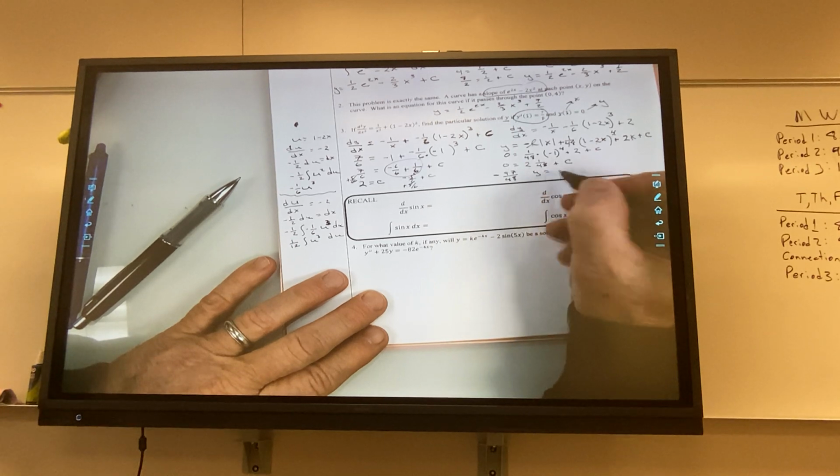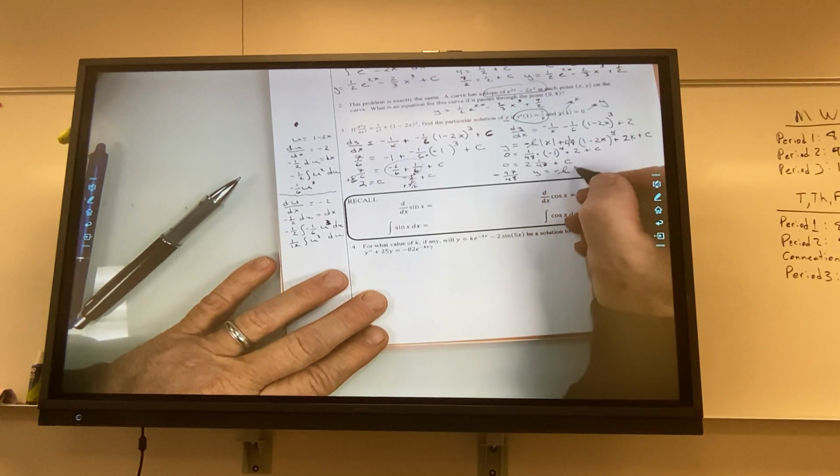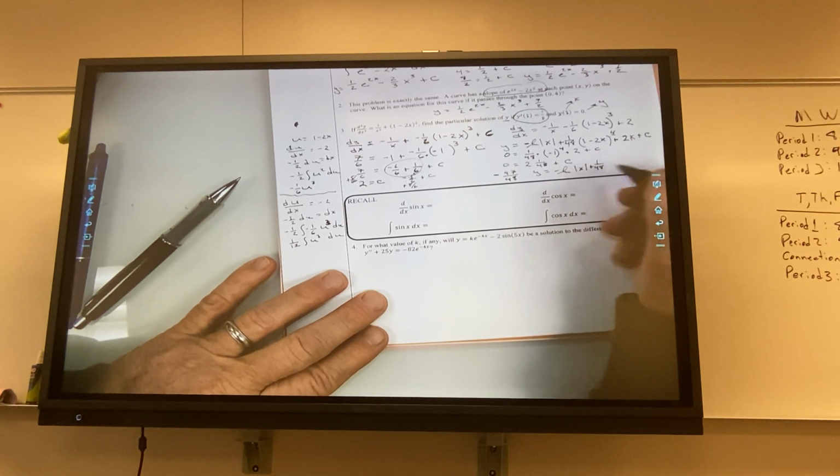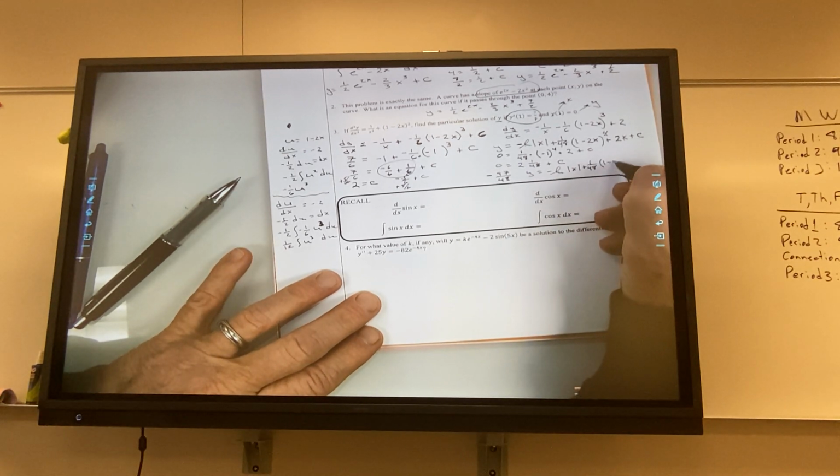So y equals negative natural log of absolute value of x plus 1 over 48 times 1 minus 2x to the 4th plus 2x minus 97 over 48.